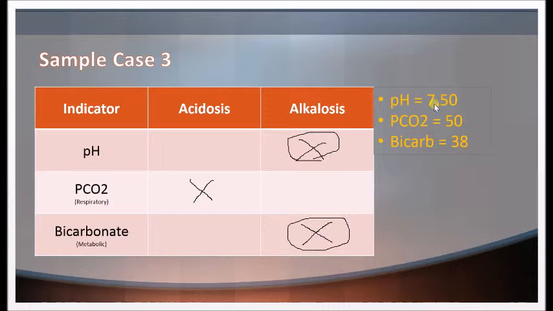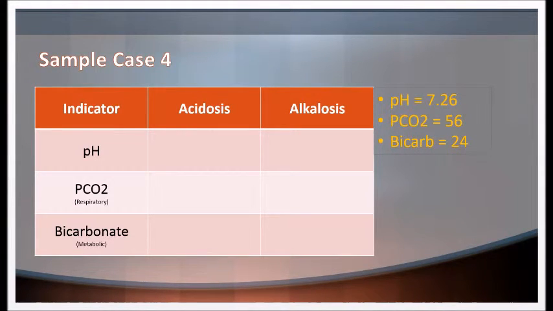Now by adding our compensation, is the pH normal? It's not. So it's definitely not fully compensated. Has the PCO2 become abnormal to compensate for the bicarb? Yes, it has, right? Because the bicarb is alkalotic, PCO2 has become acidotic to try to balance that. So this one is a partially compensated metabolic alkalosis, right? Let's clear that up.